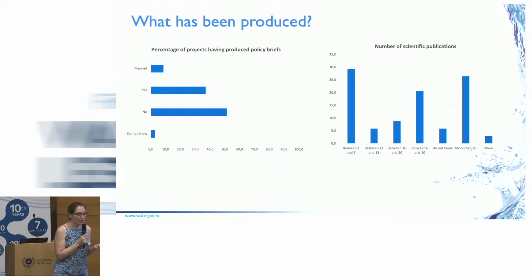There was a question in the survey about what has been produced. What we can see from the analysis is that 50% of the projects, and I forgot to mention that we received almost 50 responses, so almost 50 coordinators responded to the online survey, and 50% of them explained that in their projects they have produced policy briefs, which shows an interest in really enhancing the science policy interface.